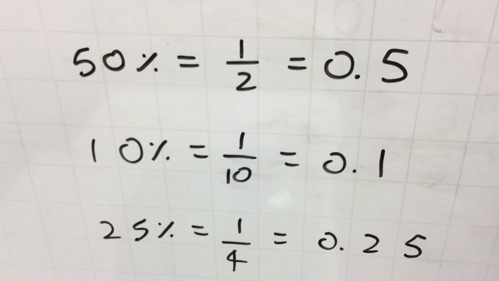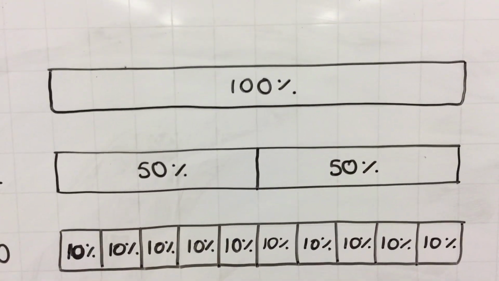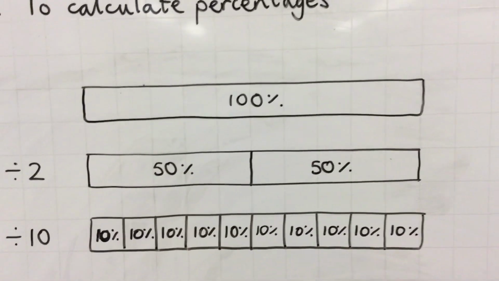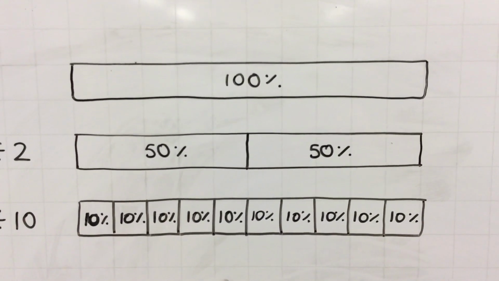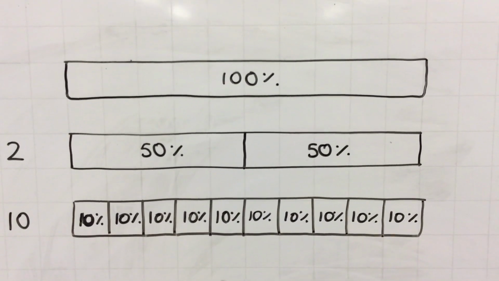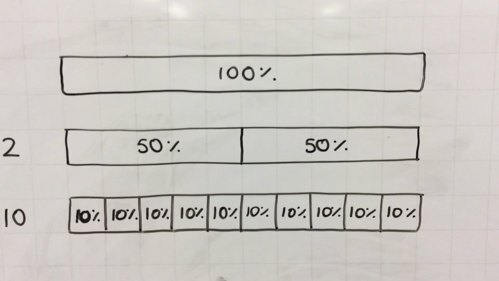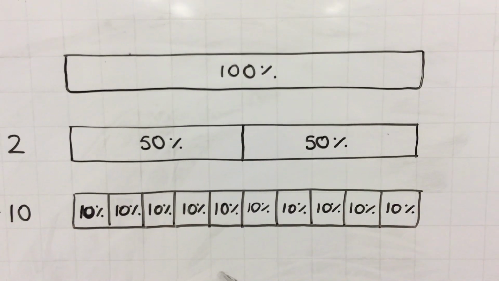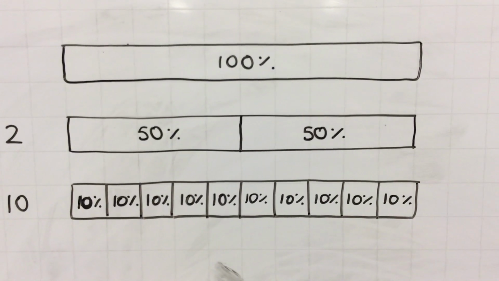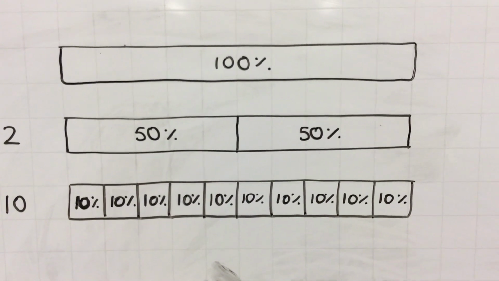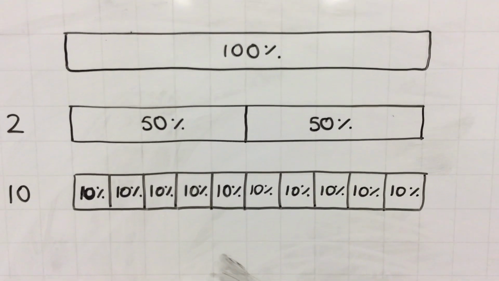We can show that in another way as well, because here we have our bars. We've got 100% at the top, the whole bar. If we divide that into 2, we halve it, we've got 2 lots of 50%, because 50 and 50 make 100. And if we divide it by 10, we've got 10 lots of 10%, because 10 times 10 is 100. So we can use that knowledge to help us calculate percentages. If we know 100%, we can halve the number, and we can find 50%. If we know what the number is, we can divide it by 10, and that will help us find 10%.